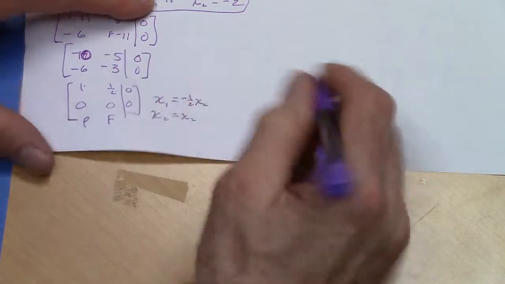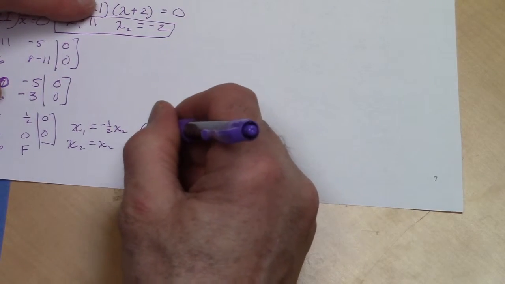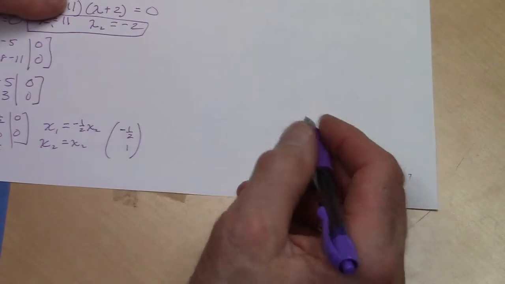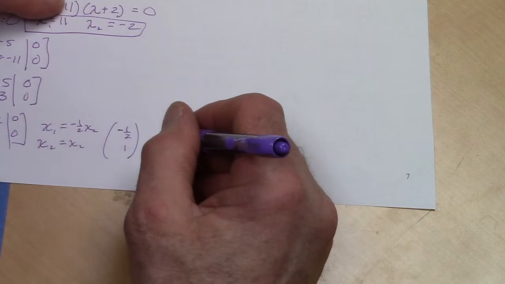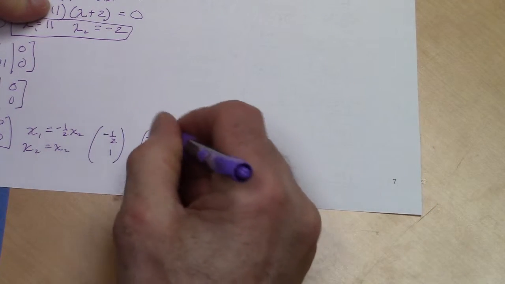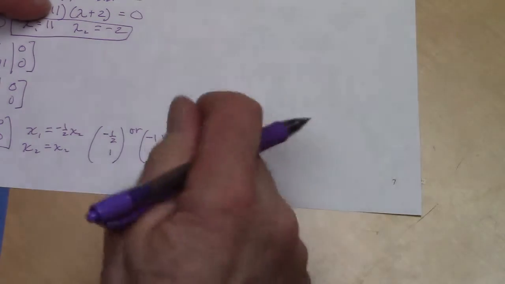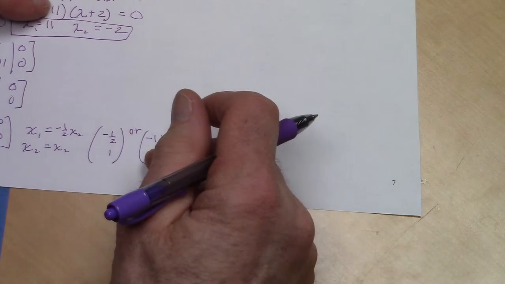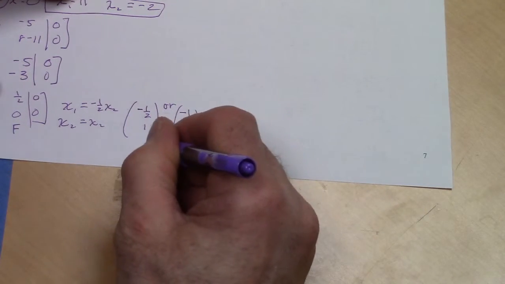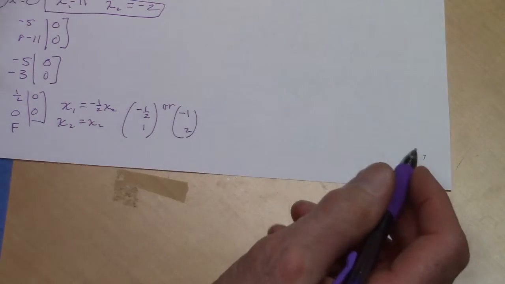So our eigenvector basis is negative 1/2, 1. Any multiple of that will be an eigenvector as well. So you could say that's negative 1 and 2 if you wanted. That's going to be the same thing. Or 1 and negative 2. But that's the basis for the eigenspace. Of course, the whole eigenspace is x sub 2 times that. It's all multiples of that, which is just going to be a line.